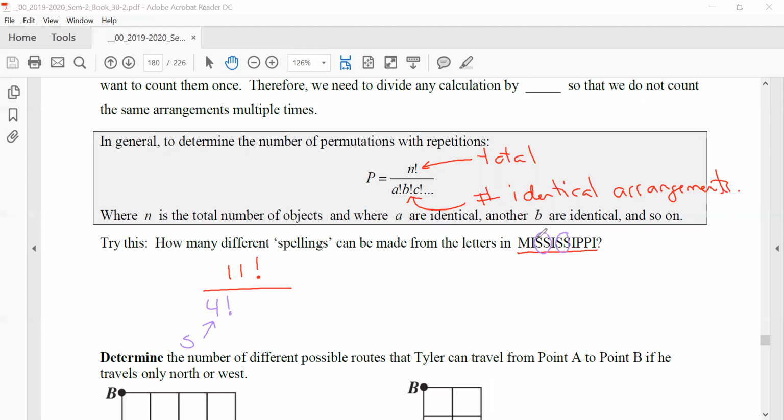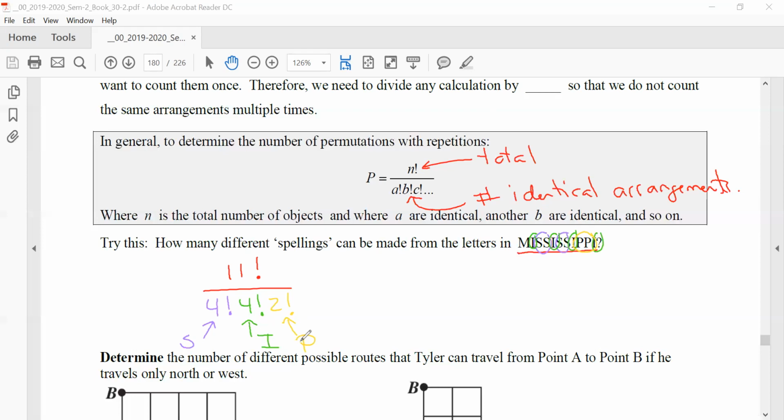Then I'm going to go to I. 1, 2, 3, 4. So I divide out that. Here's my arrangement of the identical I's. And then what do I got here? P, 2 P's, 2 factorial. There's my P's that are identical. So there's my identical arrangements.